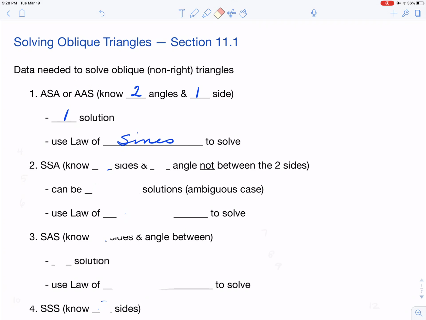Secondly, this is the ambiguous case, and this is where I know two sides and one angle, but that angle is not between the two sides. So like I said, this is called the ambiguous case. There could either be 0 solutions, 1 solution, or 2 solutions. That's why it's called ambiguous. And on this one, we're going to be using, again, the law of sines to solve that.